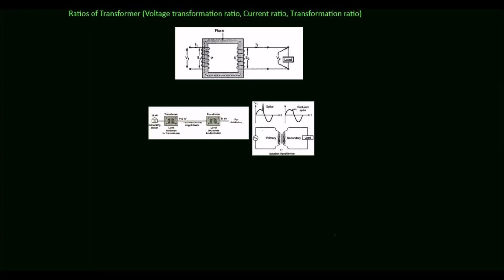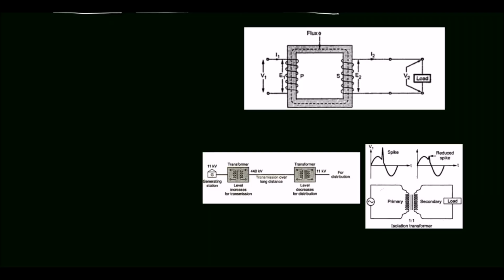In this tutorial, we will discuss the ratios of a transformer, that is, the voltage transformation ratio, current ratio and transformation ratio. We know that the EMF induced in the primary winding of the transformer, E1, is 4.44 f Φm N1. Likewise, the EMF induced in the secondary winding of the transformer is 4.44 f Φm N2.